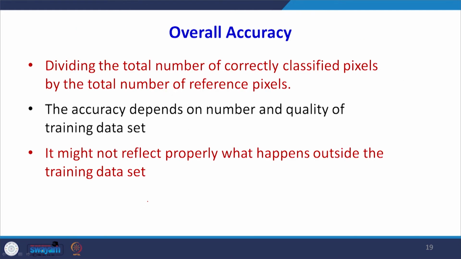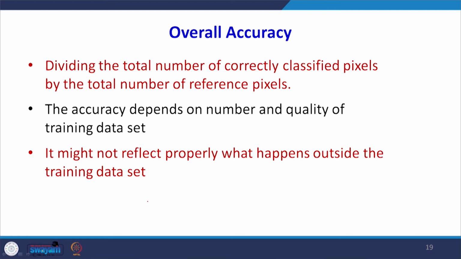Overall accuracy is very important. We know the total number of pixels which have been correctly classified, and the total number of pixels which have been incorrectly classified. So, dividing the total number of correctly classified pixels by the total number of reference pixels, we can get the overall accuracy. So, it will depend again upon the number of training samples which we have selected and the quality of the training data sets which we have.